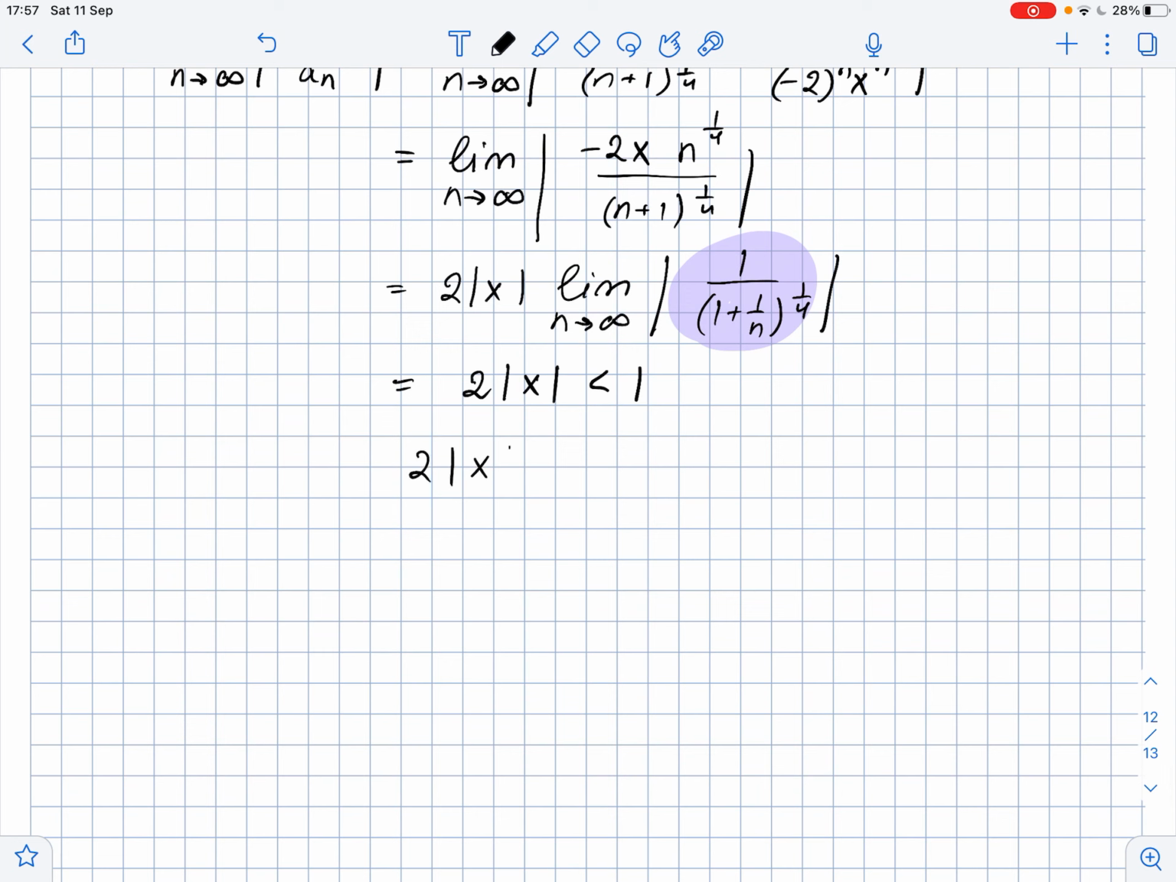So 2 times the absolute value of x is less than 1, then the absolute value of x is less than 1 over 2, which means that x lies between negative 1 over 2 and 1 over 2. This is the interval of convergence. And the radius of convergence is equal to 1 over 2.